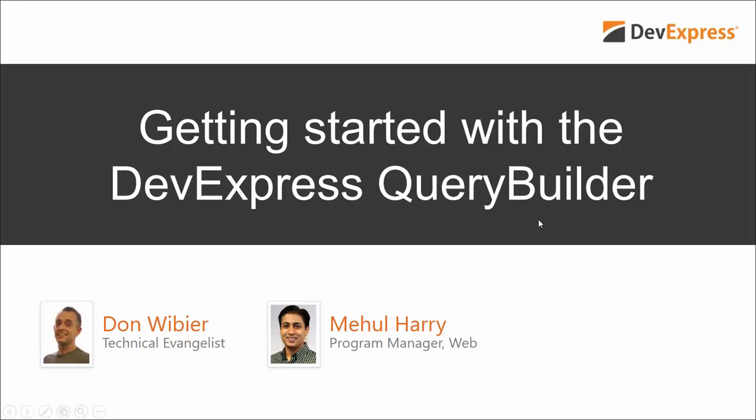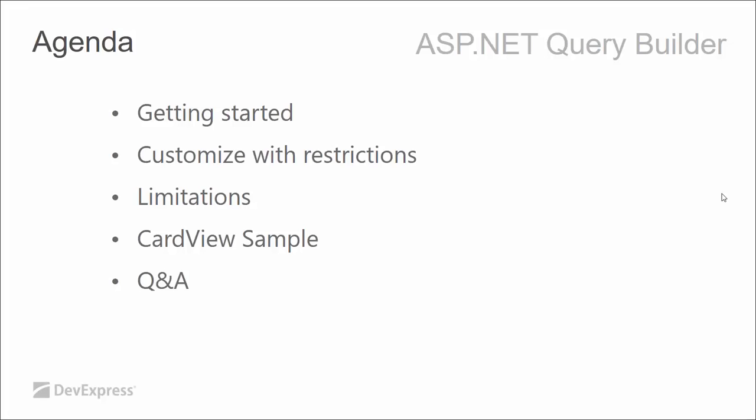We wanted to show you how to get started with the control, and then dig a little deeper into how you could customize it with restrictions, and what its limitations are. Specifically, Don's going to show us some code, including not just how to get started with it, but another example of using the query builder with a card view sample. And finally, we'll wrap up with a little Q&A. So let's just dive right into it.